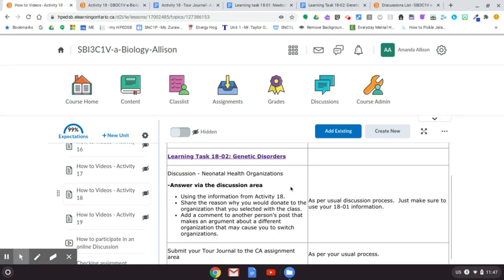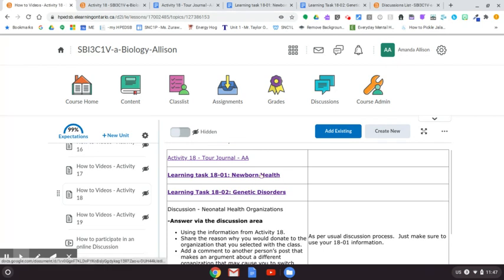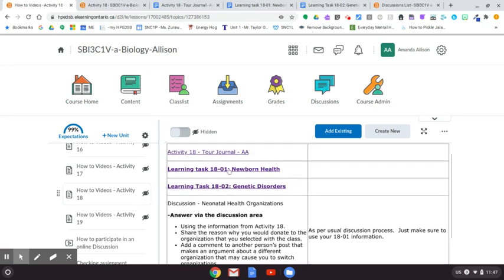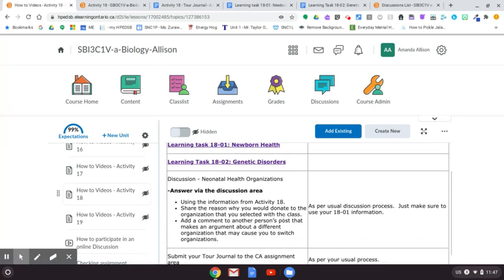And then your discussion, you are taking part of your research from 1801 to answer here. Keep in mind there's going to be some repetition probably in answers because you're picking out of the organizations that you research here, which one you would support. Your reasons as to why would be different probably.